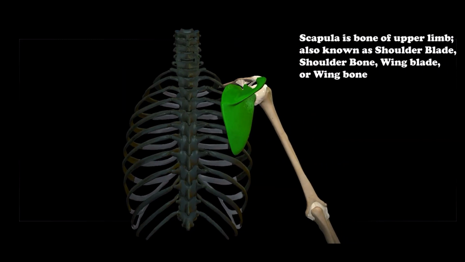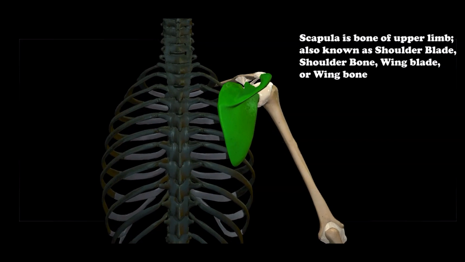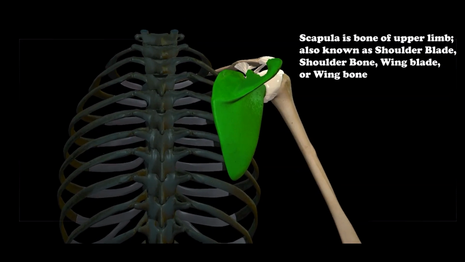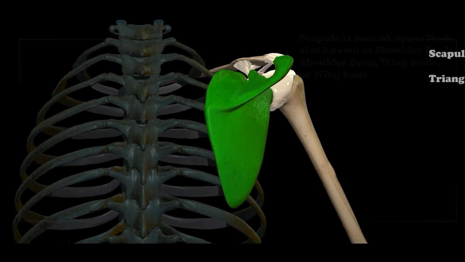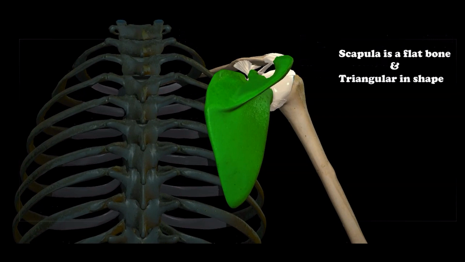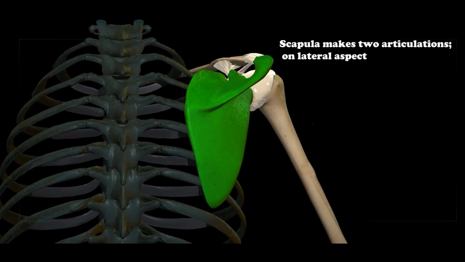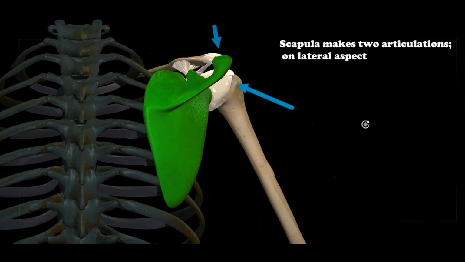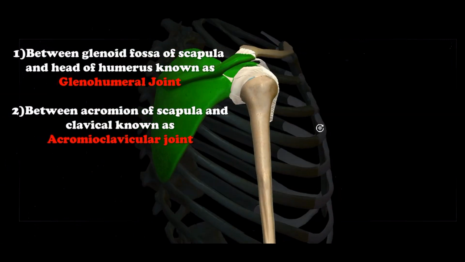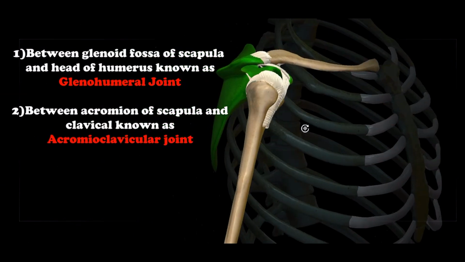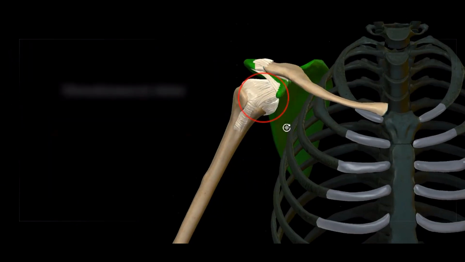Scapula is a bone of the upper limb, also known as shoulder blade, shoulder bone, wing blade or wing bone. Scapula is a flat bone and it is triangular in shape. Scapula makes two articulations, one with the head of the humerus known as the glenohumeral joint and another with the head of the clavicle known as the acromioclavicular joint.